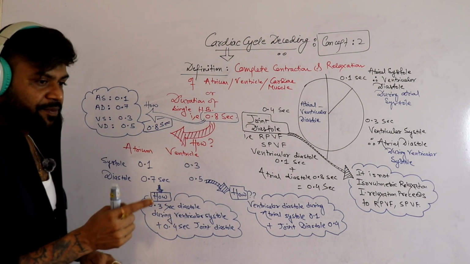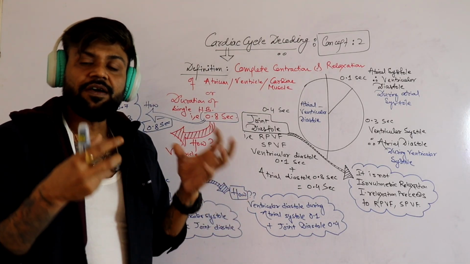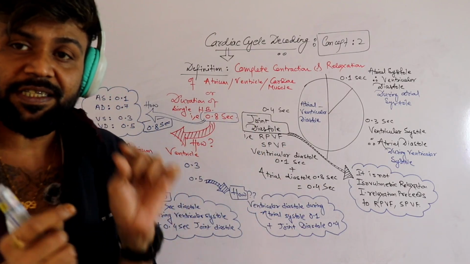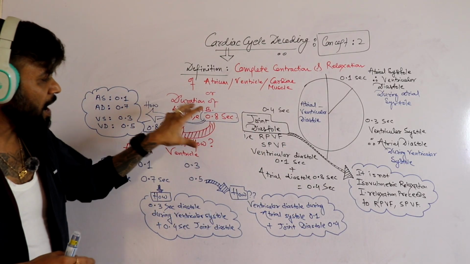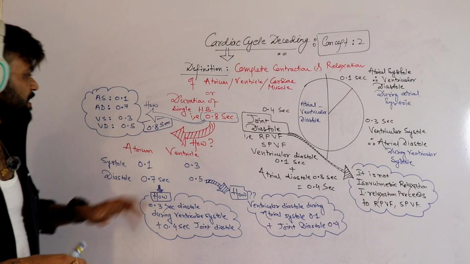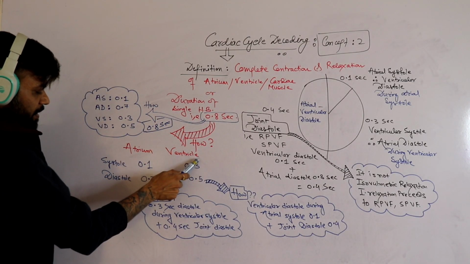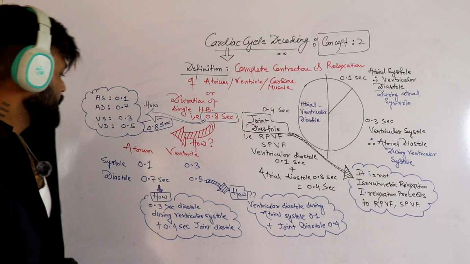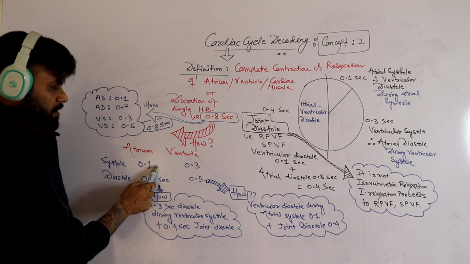During one heartbeat, atria go to systole as well as diastole. Ventricle also goes under systole and diastole. During all this process, it takes 0.8 seconds to complete one heartbeat. Now, how is it happening? You see that properly. This is the atrial concept, this is the atrial, this is the ventricle. Atrial systole, we know what? It is 0.1 second.